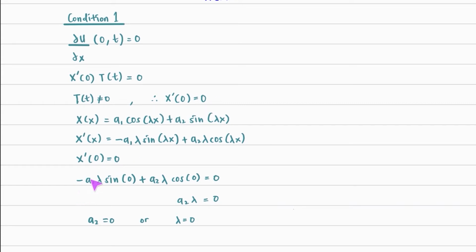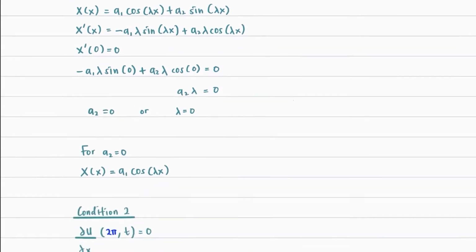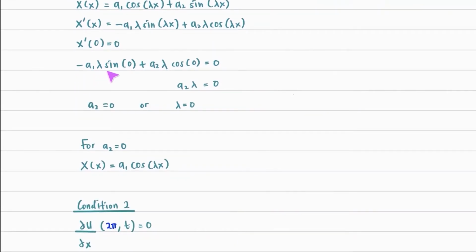Then substitute the value of 0 in X'(x). It will be negative a1 lambda sin 0 plus a2 lambda cos 0 equal to 0. And here a2 lambda equal to 0, so a2 equal to 0 or lambda equal to 0. Since we have two values that we need to consider, first let's solve based on a2 equal to 0. For a2 equal to 0, X(x) is equal to a1 cos lambda x.